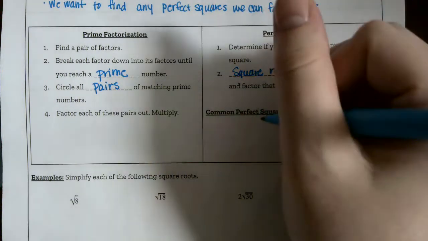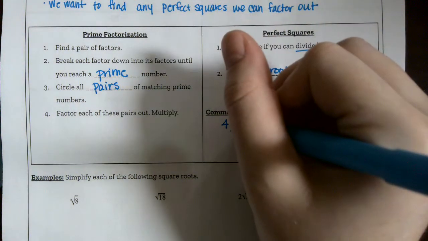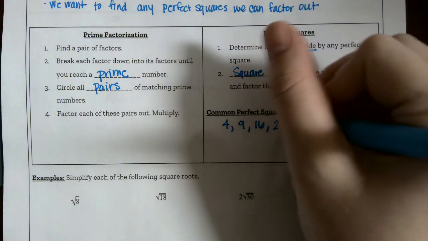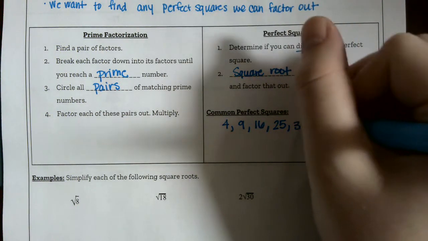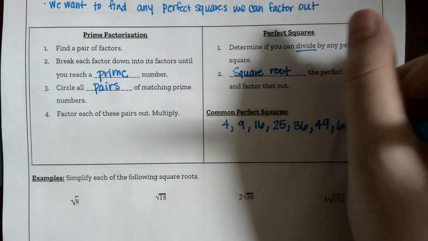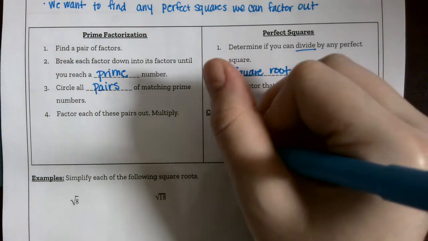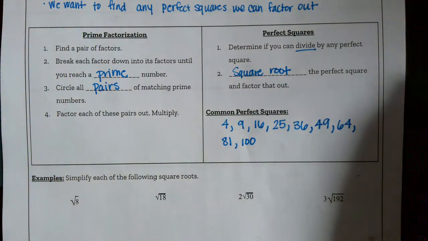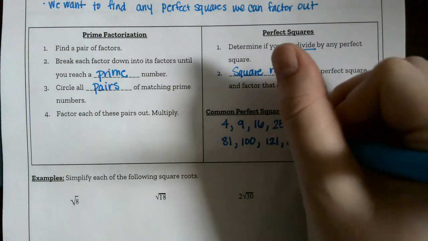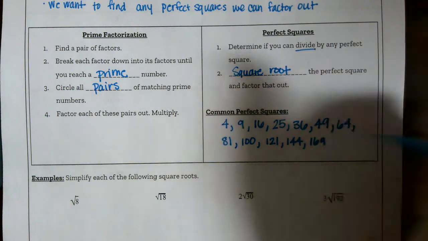So some common perfect squares are 4. 2 times 2 is 4. 3 times 3 is 9. 4 times 4 is 16. 5 times 5 is 25. 6 times 6 is 36. 7 times 7 is 49. 8 times 8 is 64. 9 times 9 is 81. 10 times 10 is 100. 11 times 11 is 121. 12 times 12 is 144. 13 times 13 is 169.